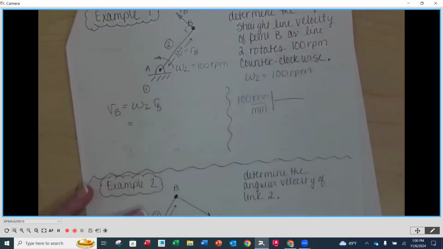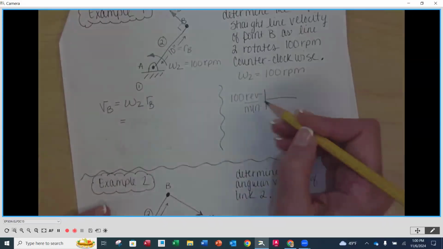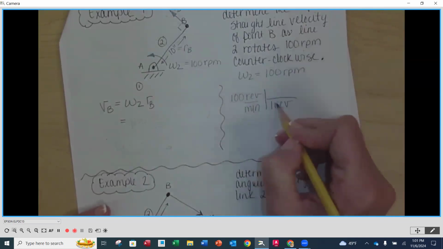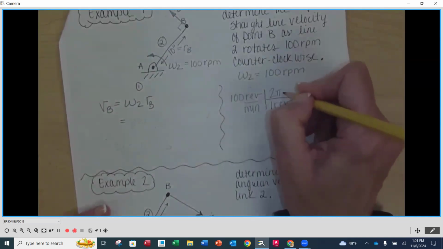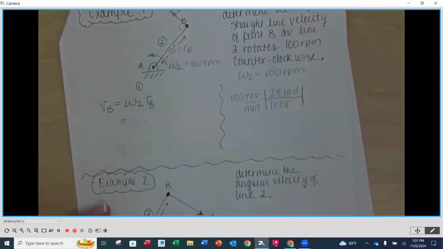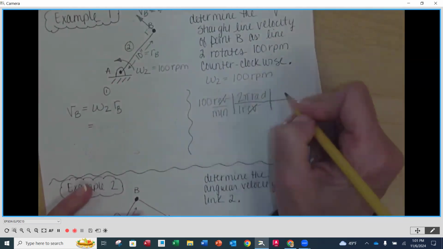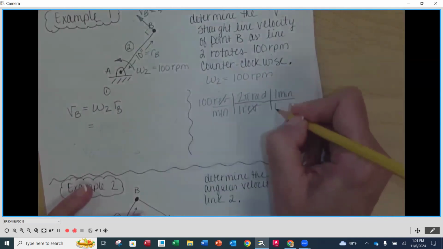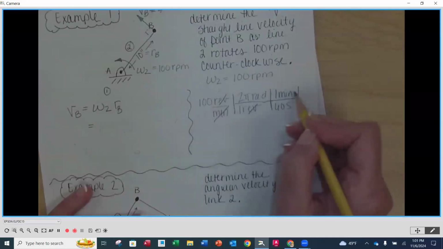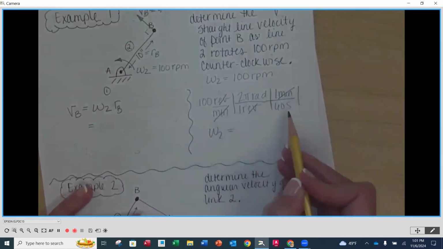So I'm going to do my 100 revolutions per minute, top, bottom. Remember, not a slash and not RPMs. We have to expand it out. So I know that one revolution, I'm going to put it on the bottom because it's in the numerator on the top here, is equal to 2 pi radians, right? That's my first one. So that gets rid of my revolutions. Then I need to get my minutes into seconds. So I know that 1 minute, put it on the top because minutes is on the bottom here, I need it to cancel, is equal to 60 seconds. Minutes cancel here. So for my omega 2, I'm going to multiply across the top and divide by the bottom.